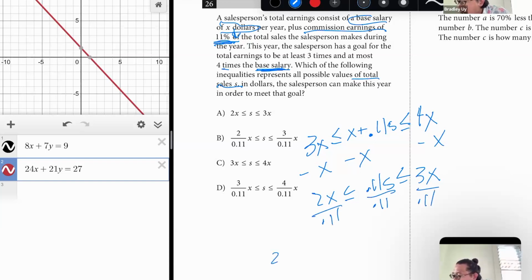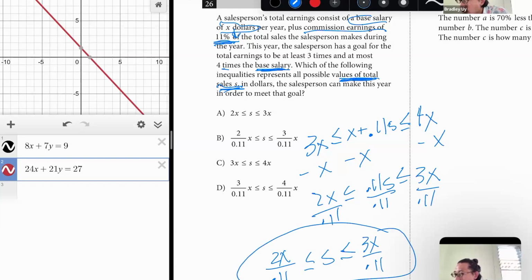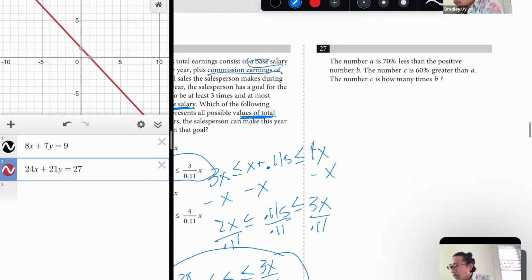So you have 2X over 0.11 as your left endpoint, S, which represents the possible values of total sales, S, total sales. And this is 3X over 0.11. This corresponds to the answer B. Okay, and that is also a rather tricky question. Okay, last one for module 1.